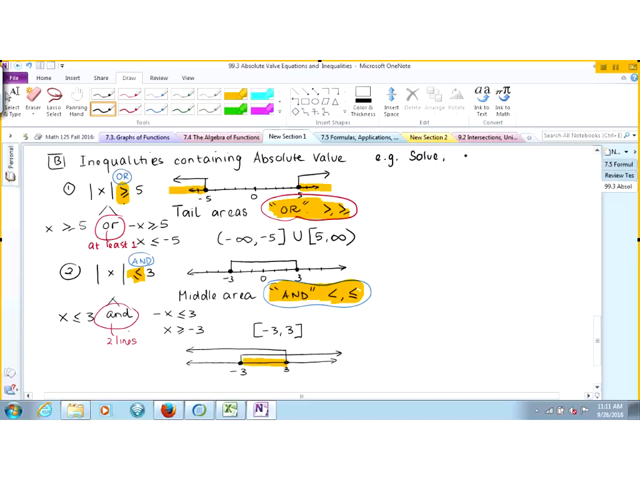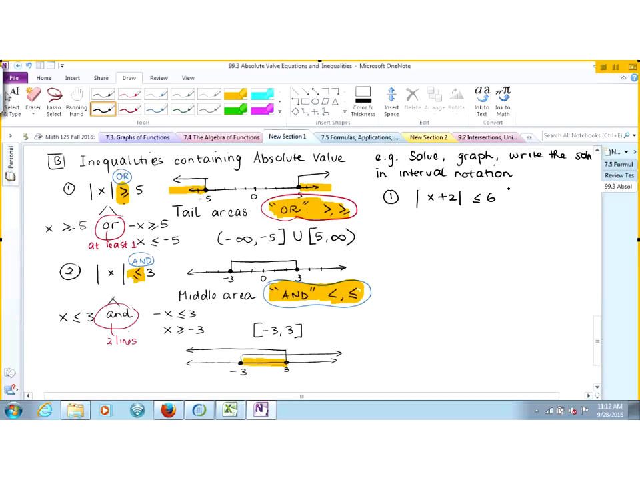And then solve, graph, and write the solution in interval notation. So we have to isolate the absolute value first. It makes it easier. So number 1, absolute value of x plus 2 is less than or equal to 6.